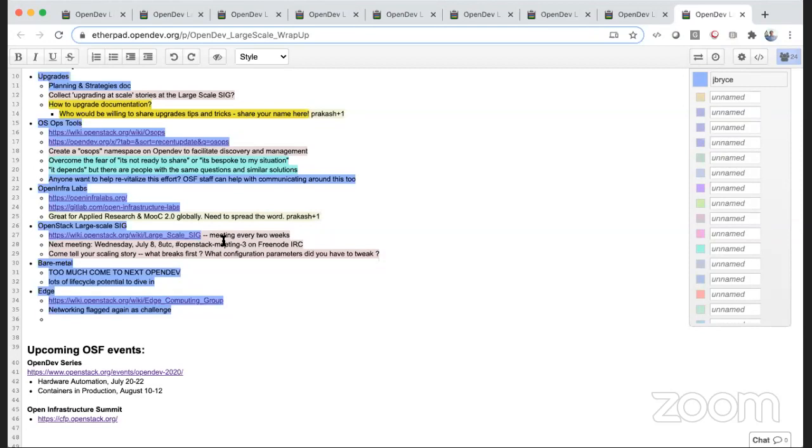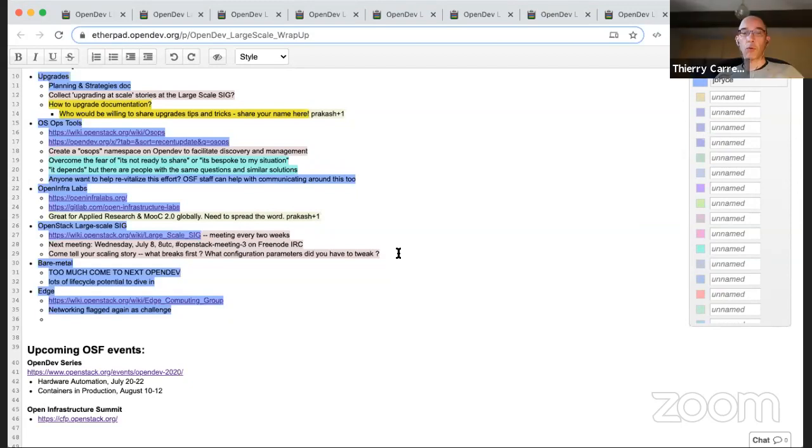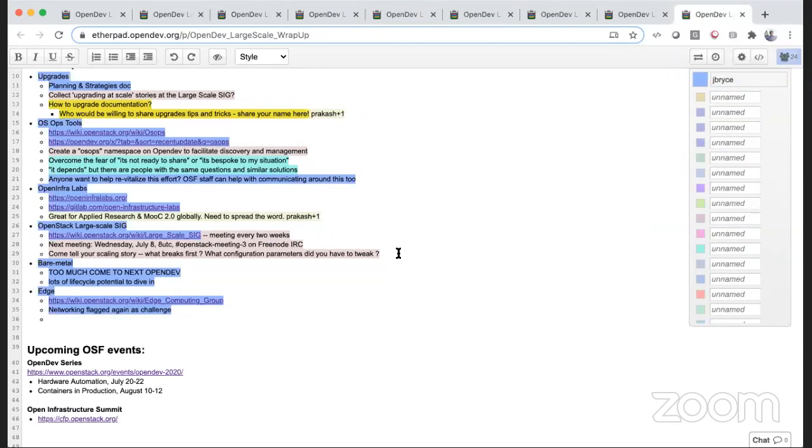Is anyone using Kafka instead of RabbitMQ for OpenStack? Well, there are people using Kafka, but they are not coming to the large-scale SIG yet. So I'm willing to welcome them. Yeah, if you find some people, we would like to see them. Yeah, sure. Thank you.